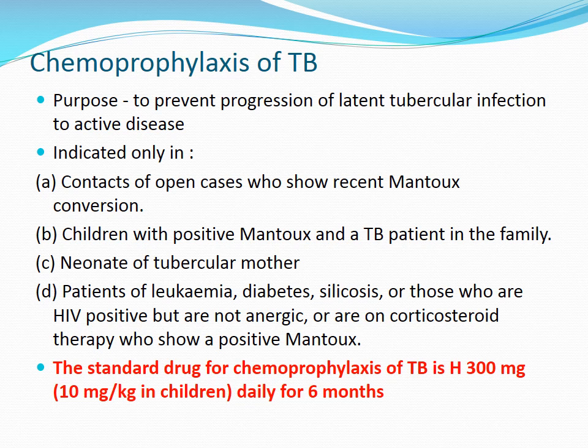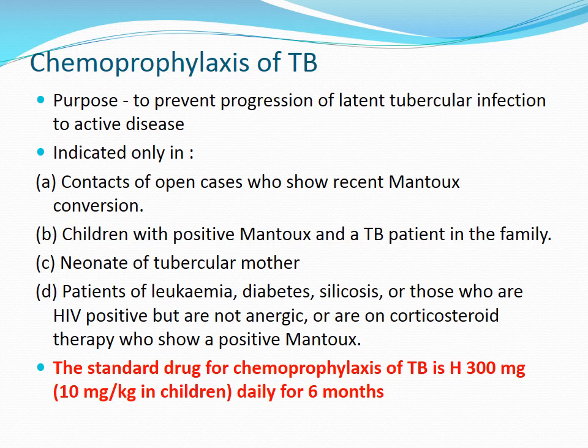Remember, corticosteroid has one side effect: latent tubercular infection can progress to disease, because corticosteroid, as you know, has an immunosuppression property. So which is the standard drug for chemoprophylaxis? Very easy to remember. It is only isoniazid 300 milligram, given daily for 6 months.